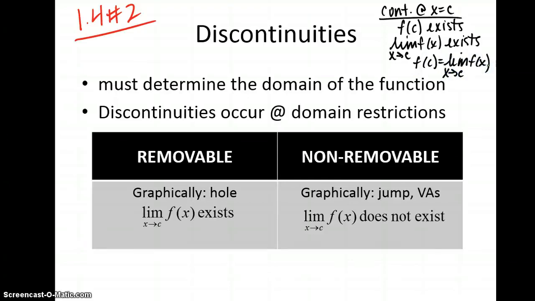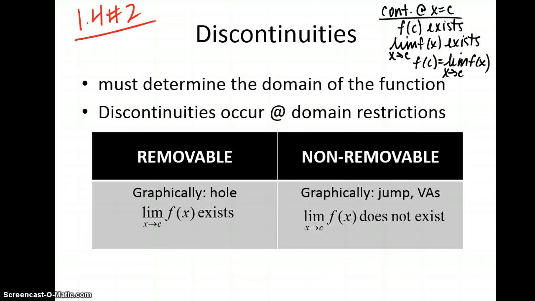If a function has a discontinuity, it's going to occur at a domain restriction. So that's why understanding how to find the domain of a function and being able to do it are paramount to understanding discontinuities. Right, so if a discontinuity occurs, it's going to occur at a domain restriction. So the first thing we do, we determine the domain.